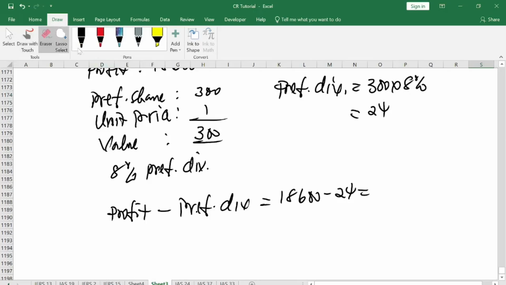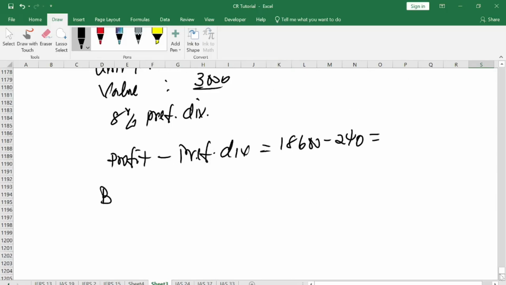Alright, so I think this one should be 3 million, right? So here should be 3. So here will be 240. Okay, let me align this. So here we got times 8%. So here 240 is equal to how much? We can now calculate our diluted earning per share.